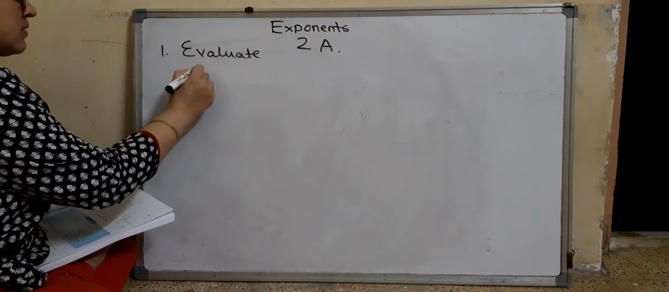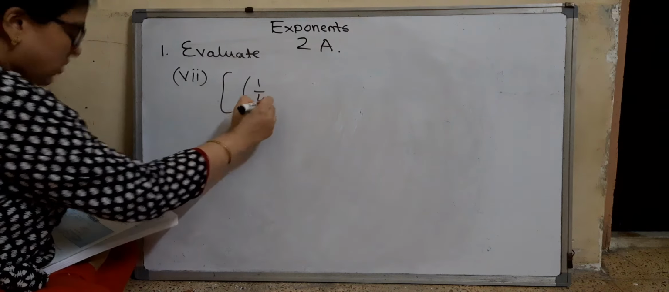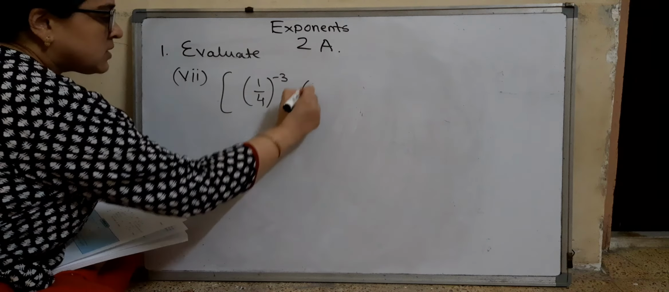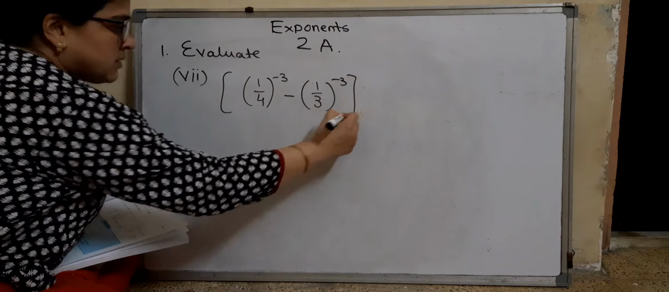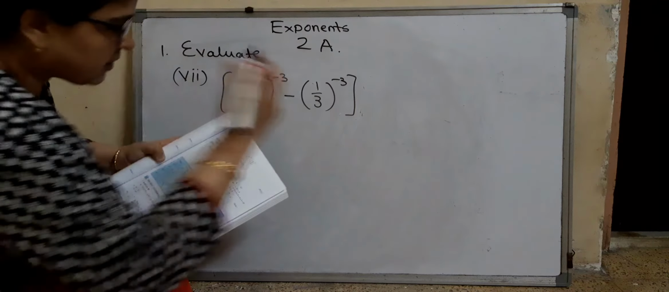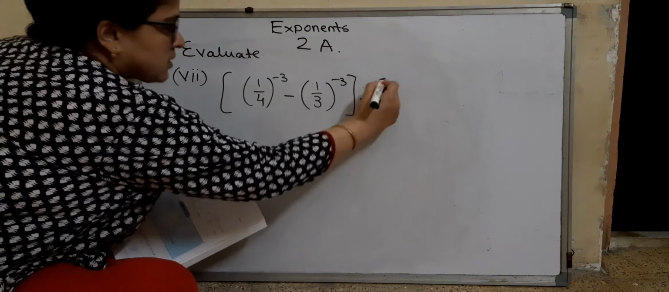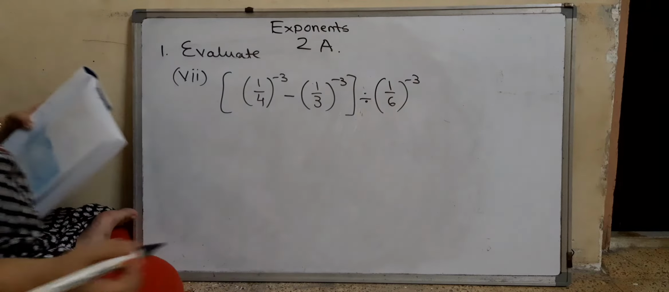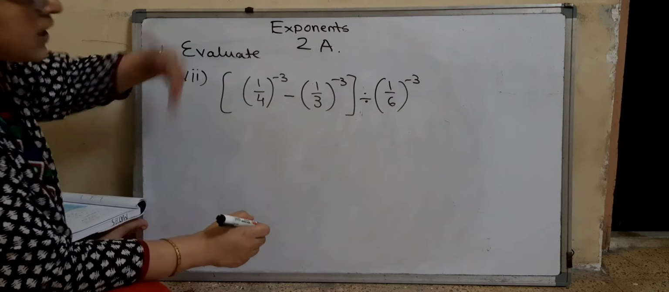Now seventh. (1/4)^-3 minus (1/3)^-3, division sign, (1/6)^-3. Now this is a negative power, this is also a negative power, and this is too, so use the reciprocal of everything.